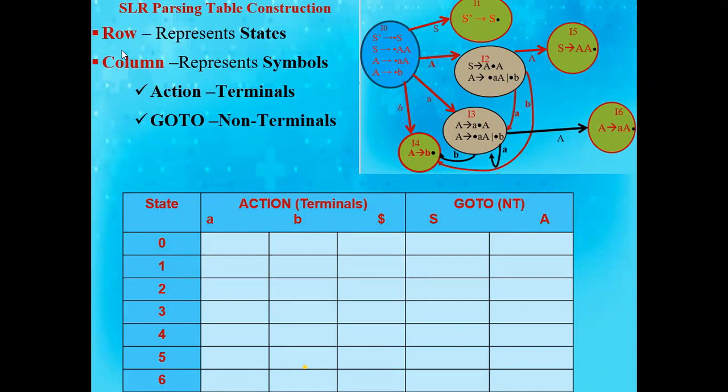That is, we have a state which is represented as the column. Each row will be representing the state. And for each column, we have the terminals and non-terminals. That is, we have two parts, the action part and the go-to part. Inside the action part, we have the terminals. Here in this example, we have the terminal symbols A, B, and the dollar symbol. And the non-terminals are capital S and capital A.